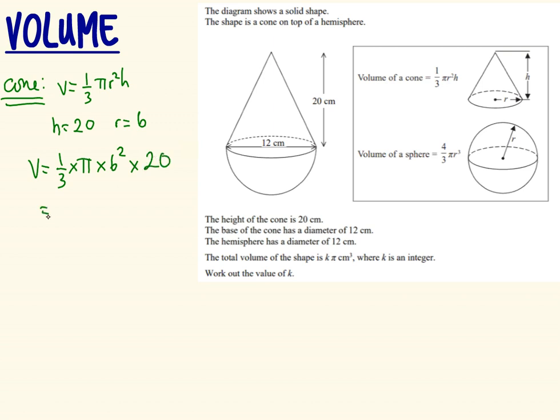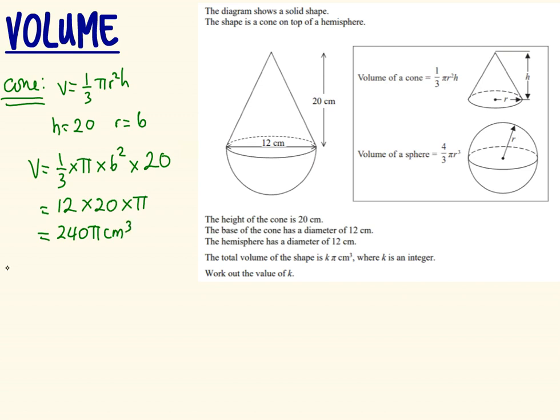Okay, 6 squared is going to give me 36. 36 times by a third is just a third of 36, that's going to be 12. So I've got 12 times 20 times pi. 12 times 20 is going to be 240 pi centimetres cubed.